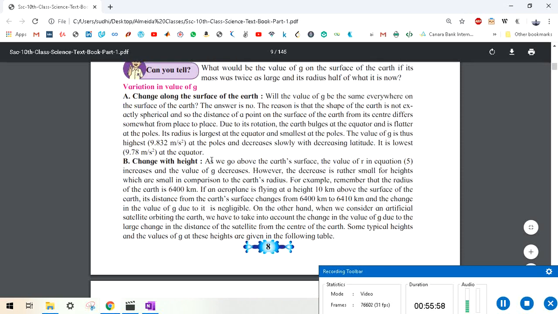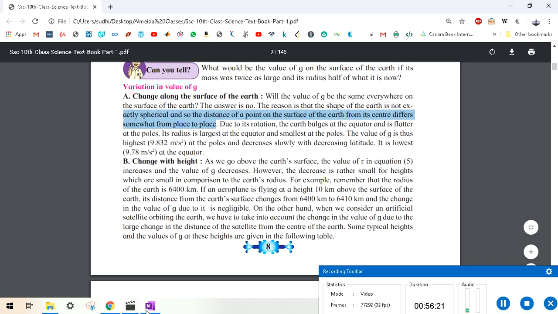Now let us see how the value of small g varies if you change position along the surface of the earth. Will the value of g be the same everywhere on the surface of earth? The answer is no. The reason is that the shape of earth is not exactly spherical, we all know this. So the distance of a point on the surface of earth from its center differs somewhat from place to place.